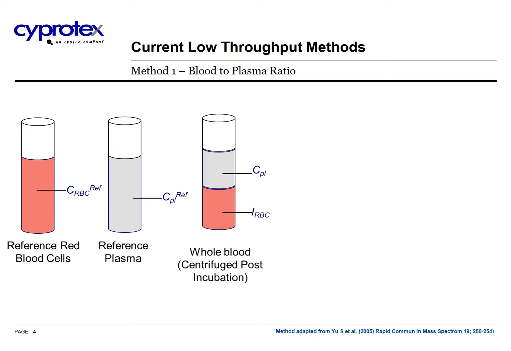The blood to plasma ratio method described here is adapted from a method by Yu et al. Test compound is spiked into fresh heparinized whole blood, reference red blood cells, and reference plasma. Following the incubation period, the whole blood is centrifuged. Both fractions of the whole blood, that is plasma and red blood cells, are analyzed by LC-MS alongside reference samples.